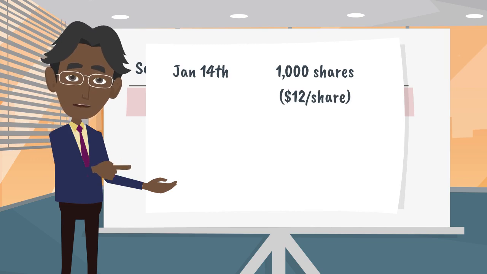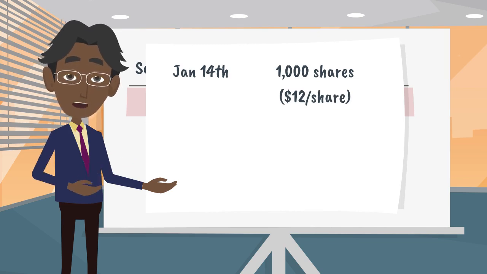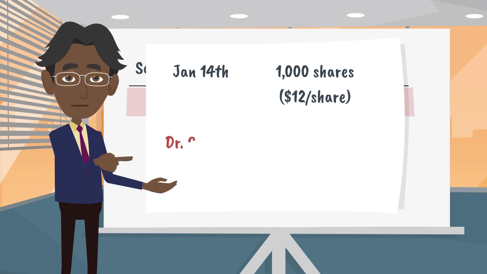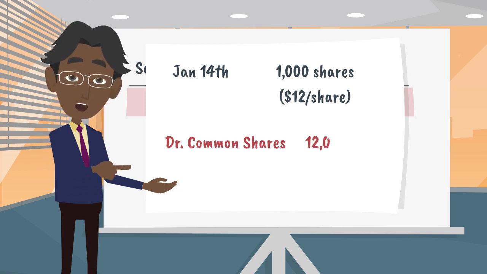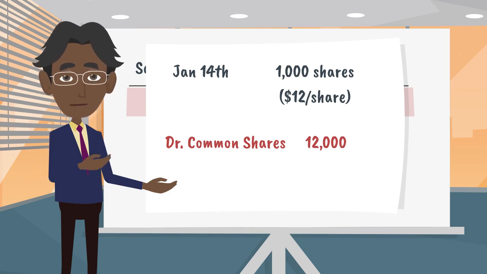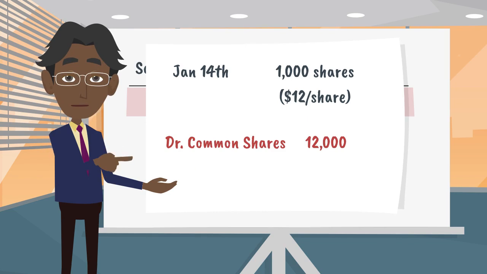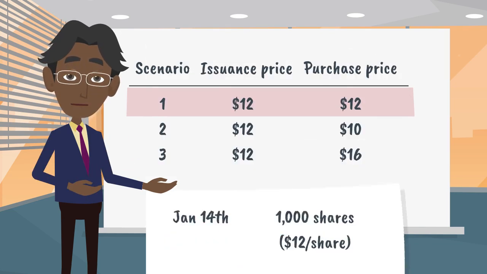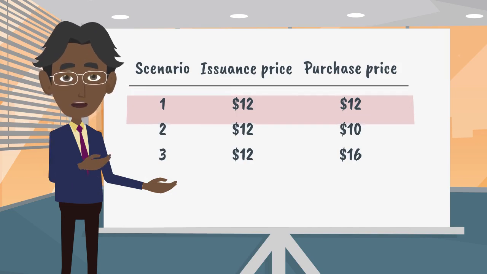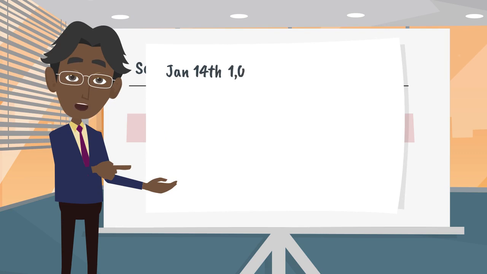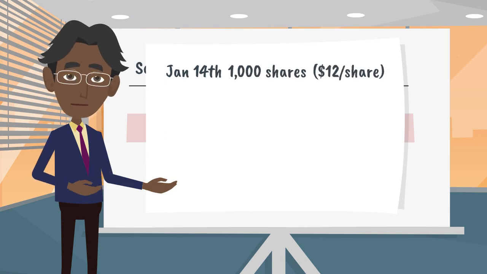In the first scenario, because the purchase price is equal to the average issuance price, the journal entry is simply a debit to common shares for $12,000, as $12 per share for 1,000 shares is $12,000. We credit the cash account by the same amount. Now, what do we do if the purchase price is not equal to the average issuance price? Remember that Lilylime's average issuance price was $12.